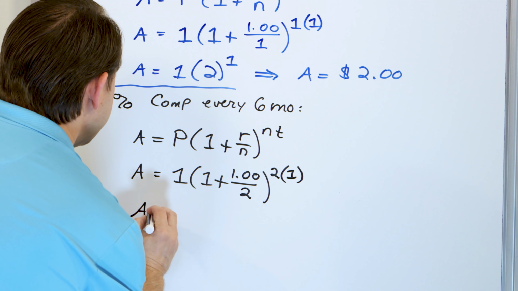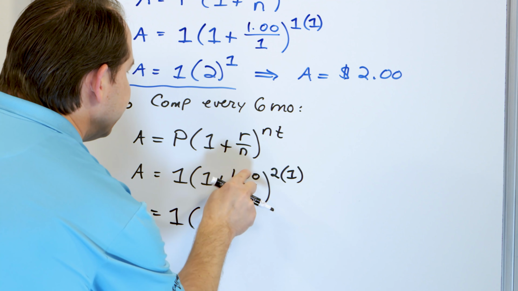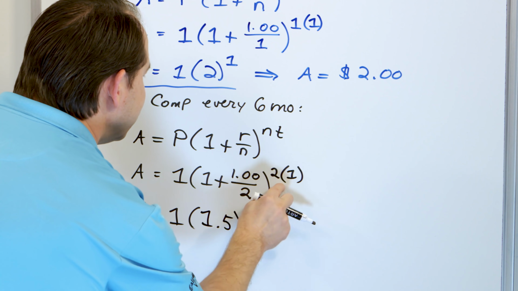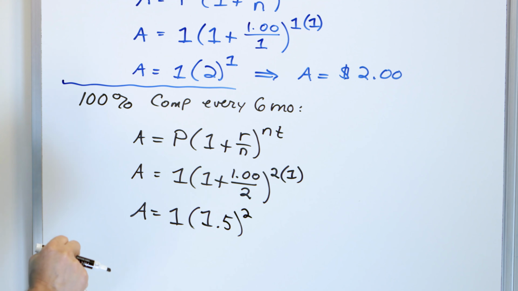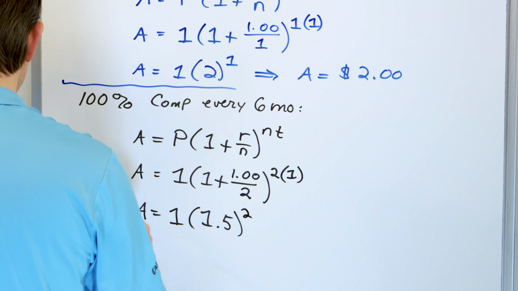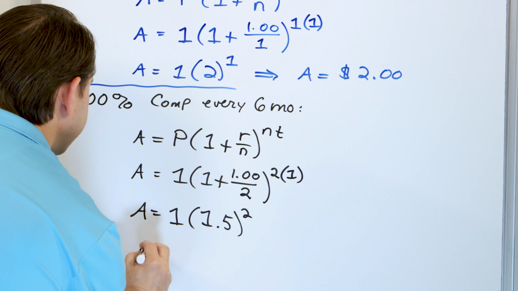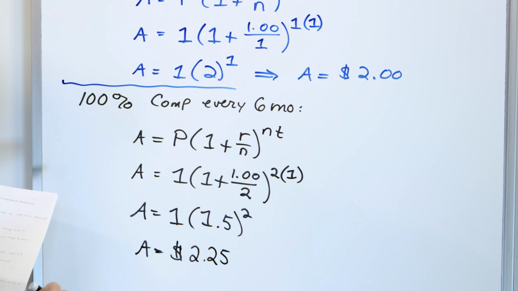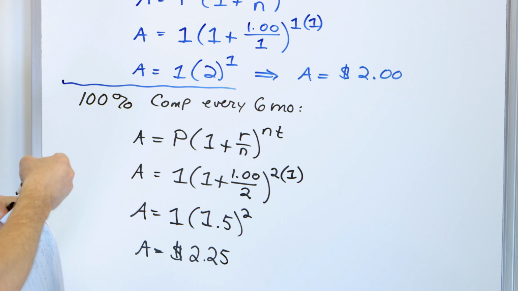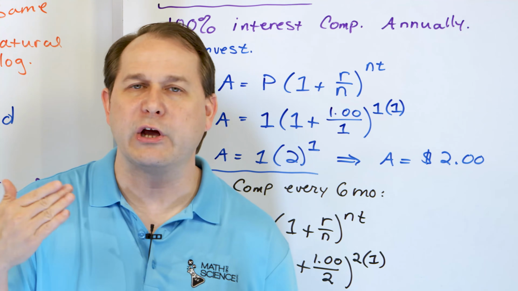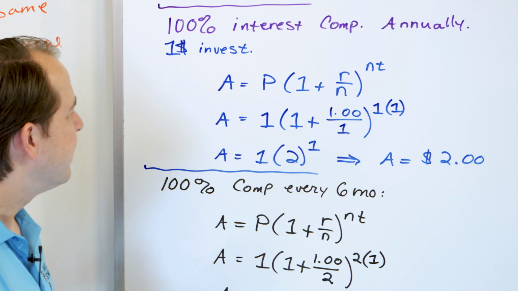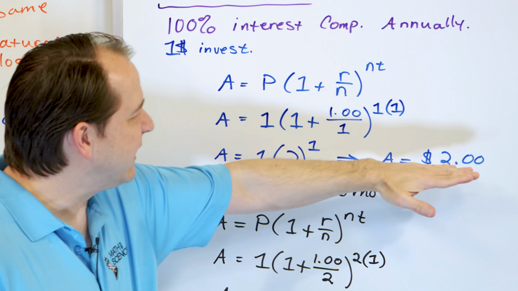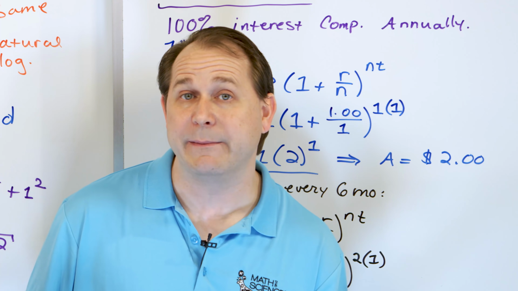So what I'm going to have is 1. This is going to be 1/2. 1 plus 1/2 is 1.5 raised to the power of 2. So if you do 1.5 squared and you multiply it by 1, what you're going to get is 2.25. $2.25. So look, this is very important for you to understand before we go on. What's happening is if I tell you I'm going to double your money and I'm going to compound it only 1 time per year, you get exactly what you expect. I get double my money, right?